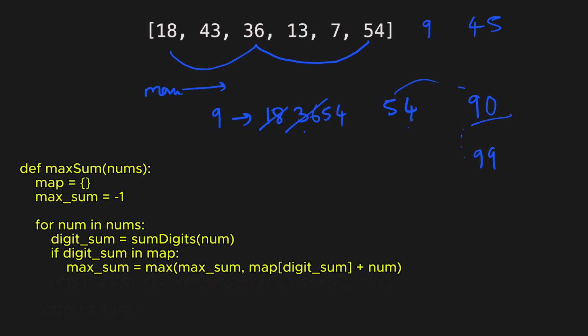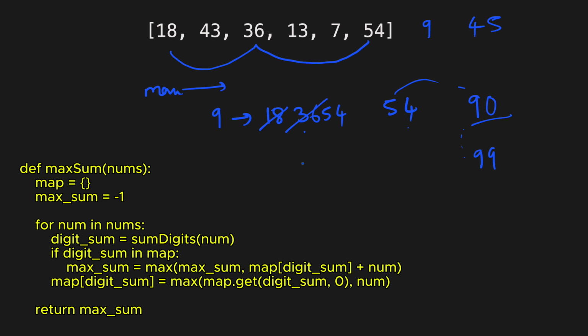And once we are done with updating the maximum sum, we will update the hash map with the larger of the current number or the previously stored value for the digit sum. And in the end, we will return the maximum sum as our answer. So now let's quickly see this in action.